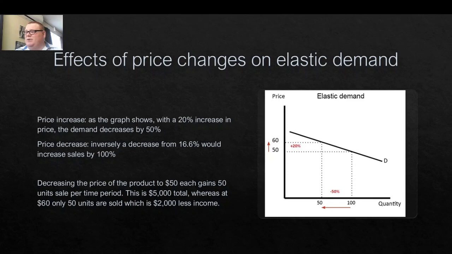So decreasing the price of the product to $50 each gains 50 units sale per time period. This is $5,000 total, whereas at $60, only 50 units are sold, which is $2,000 less income. So a drop of only 16.6% in the price leads to an additional $2,000 in sales. Massive growth.